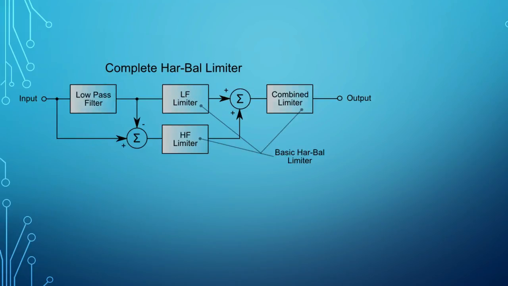One to limit the low frequency content, one to limit the high frequency content, and the final limiter stage to limit the combined output of the two limiters. This approach allows the Har Bal limiter to be pushed very hard without obvious pumping. Note that we derive the high-pass signal by subtracting the low-pass signal from the complete input signal. This ensures that the frequency response of the limiter when not limiting is perfectly flat with no phase distortion.